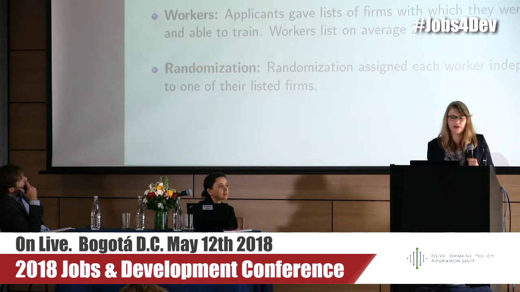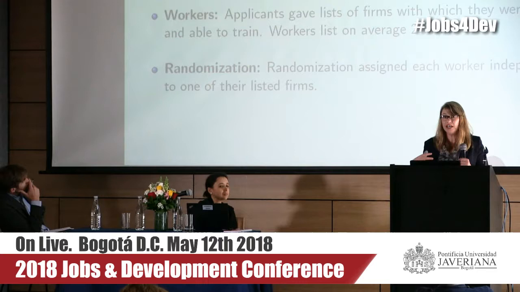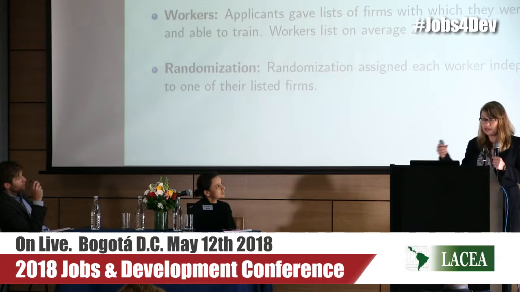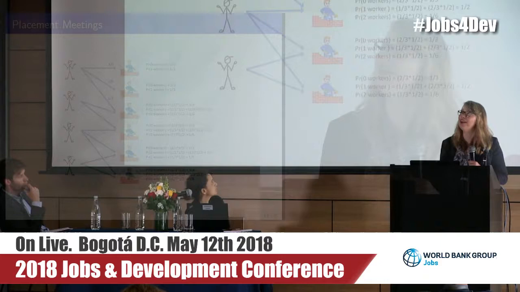So we don't have a way of showing that this is a strategy-proof mechanism. This was just a mechanism for ensuring that every worker who was supposed to get training through this program actually got a firm that was feasible for them, geographically and in terms of interest. And then we randomized each worker independently from their list. So 5 minutes, all right, awesome.